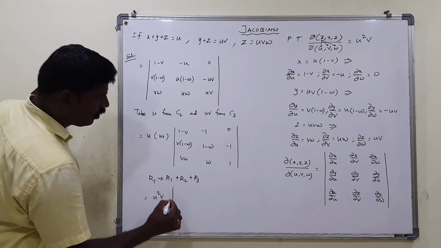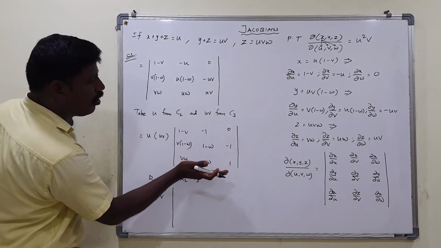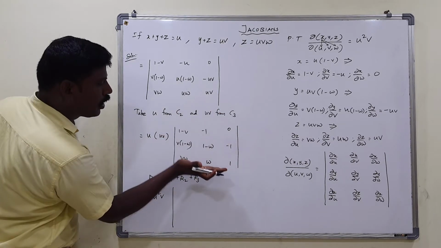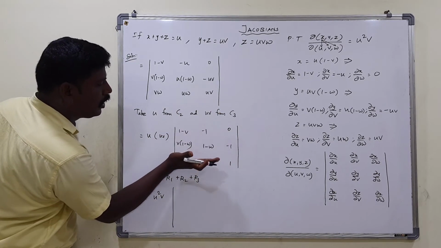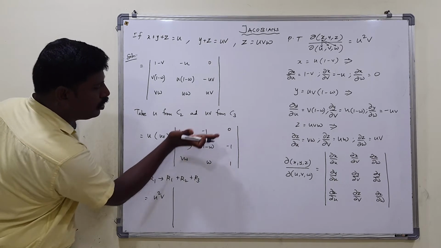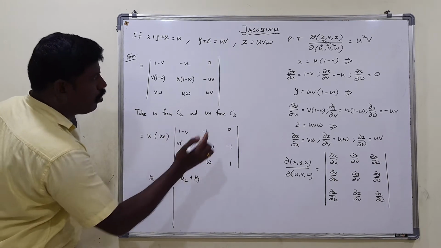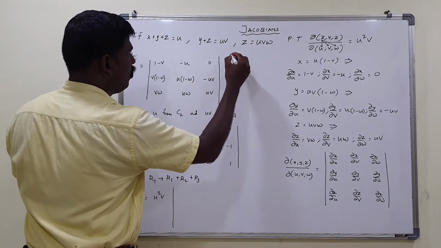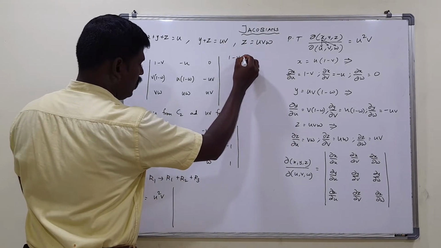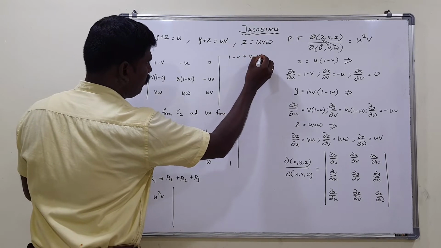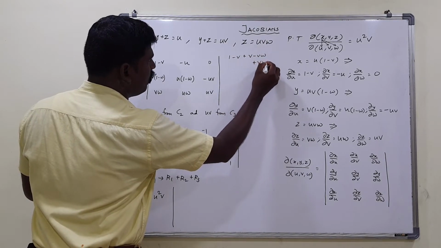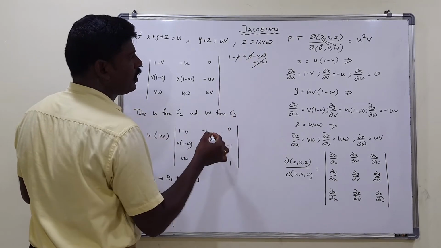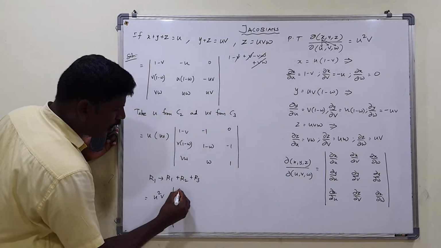Look at here. Now I am going to add all these 3 rows and substitute in R1. So the corresponding entries should be added. Add these 3. What will you get? In the first row: 1 minus v plus v minus vw plus vw. So plus vw minus vw cancel each other, plus v minus v cancel each other, so the remaining will be 1.